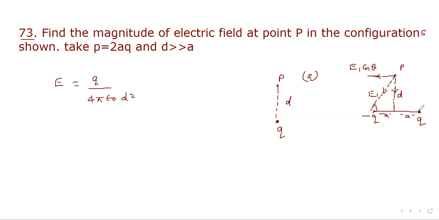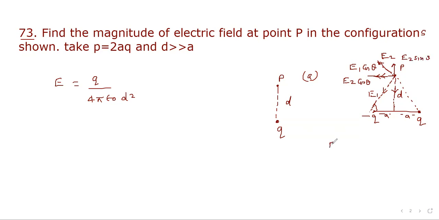Now, consider the electric field due to this positive charge. It would be directed like this, and suppose this is E2. Again, we take its components. One component will be in this direction, E2 cos theta. Another component will be in the upward direction, E2 sin theta.